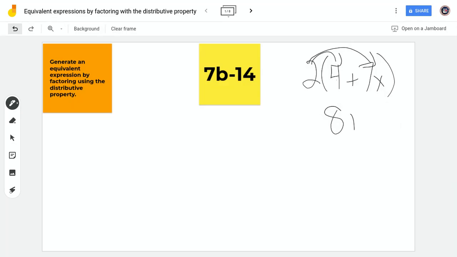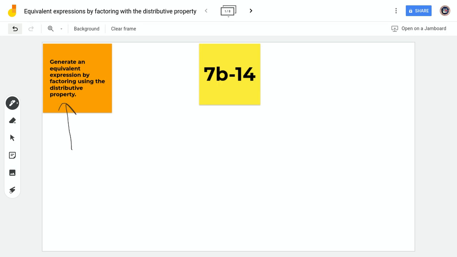So it's factoring out. If you're good with your multiplication and division facts, this will be easier. If you struggle with your facts, you can maybe use a multiplication chart to help you along. So the directions are very simple. We are generating equivalent expressions by factoring using the distributive property.